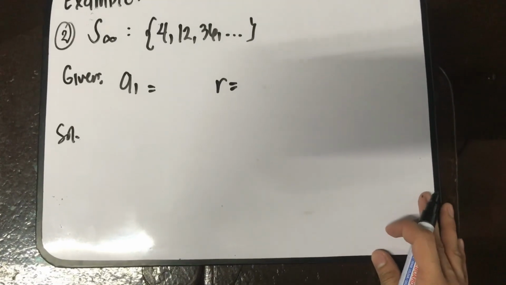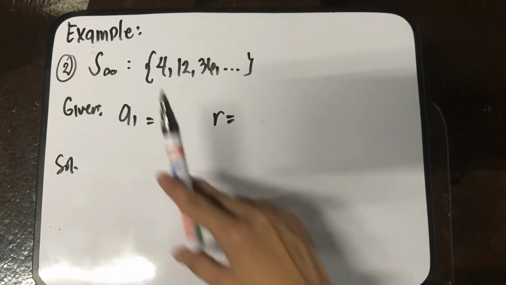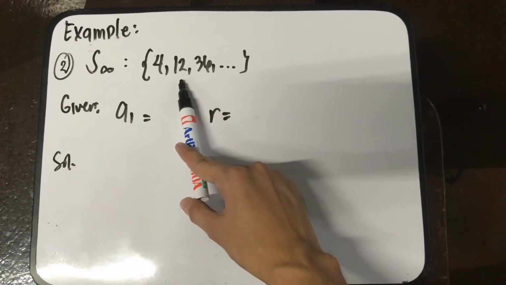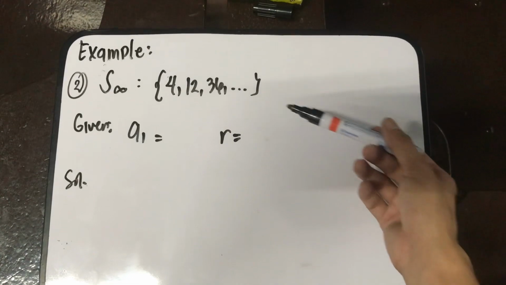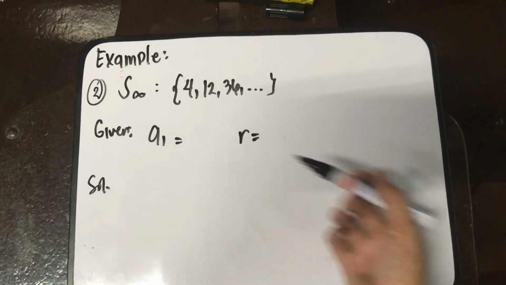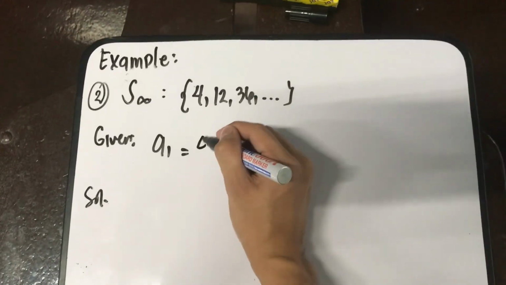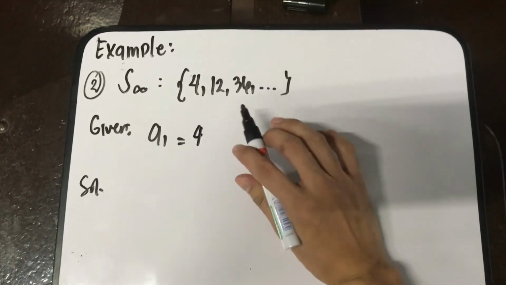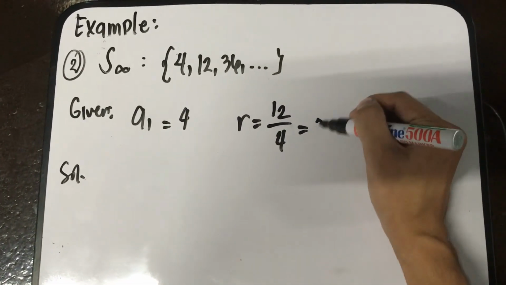So, let's have our second example. We have geometric sequence of 4, 12, and 36. And we're going to find the sum of this infinite geometric sequence. So, let's identify first the given. So, our a sub 1 is 4. That is the first term. The common ratio is 12 divided by 4 is 3.